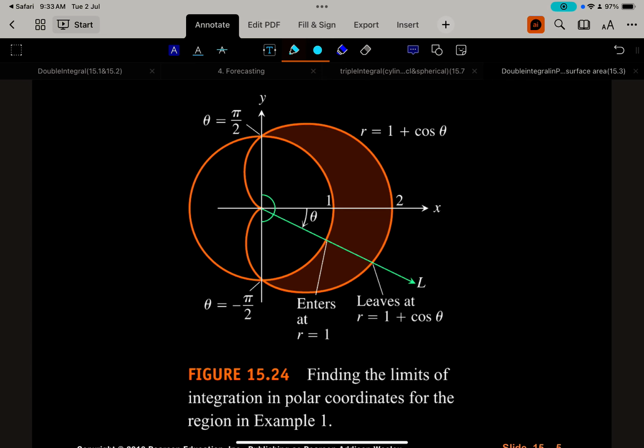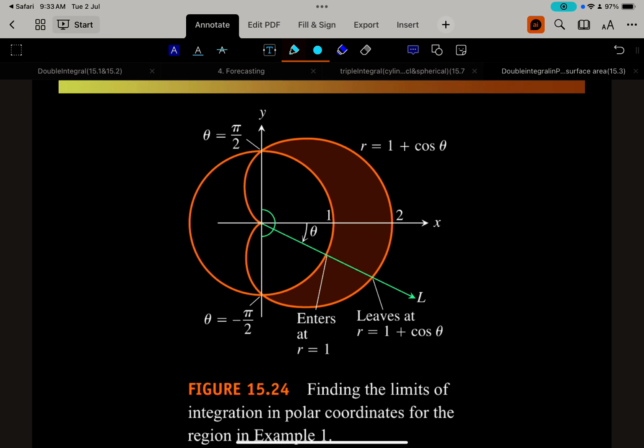And so here we have the angles given. We also have the outer radius. If we draw our line here, we already have the line. Our arbitrary line leaves at r equals 1 plus cosine theta, and it enters at r equals 1, which is basically a circle here. The outer one is the heart-shaped graph, which they call the cardioid.